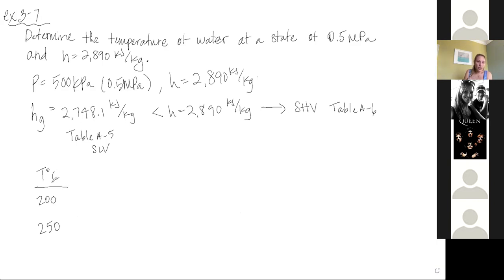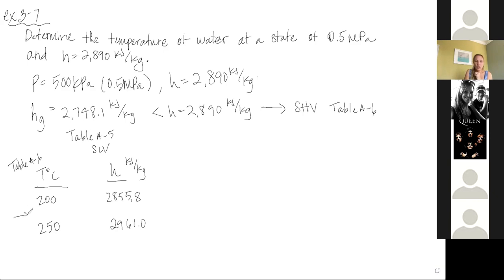So the temperature in your table A6, which is your superheated vapor table, you have at pressure 0.5 megapascal, your temperatures of 200 and 250, and you have your enthalpy in kilojoules per kilogram of 2,855.8 and 2,961.0.